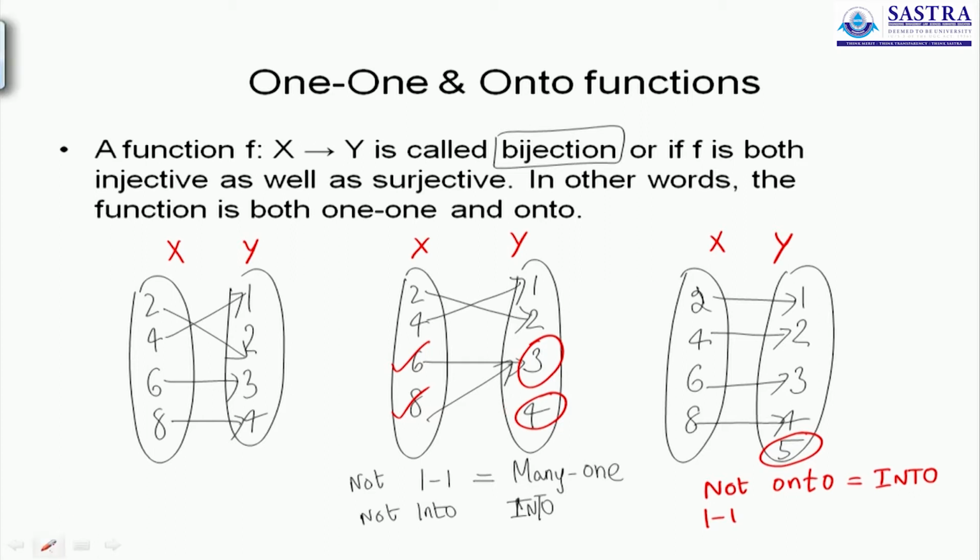Look at the one on the left, the far left corner. You will see that every element of the set Y has a pre-image. The element 2 goes to 2, 1 goes to 4, 3 goes to 6 and 4 goes to 8. So, this is in fact an onto function. This is also a one-to-one function. Therefore, you can call it a bijection. That's the extra name you can give it.